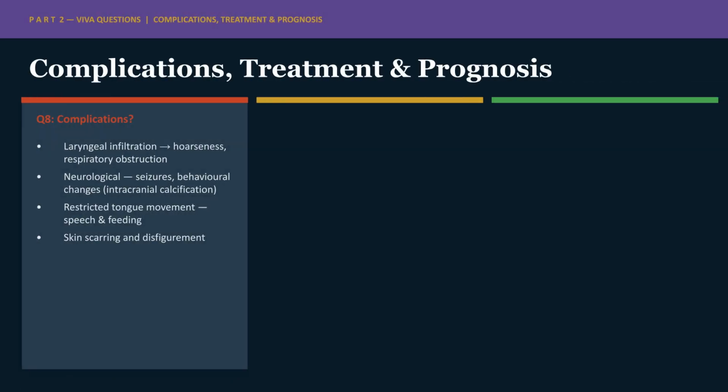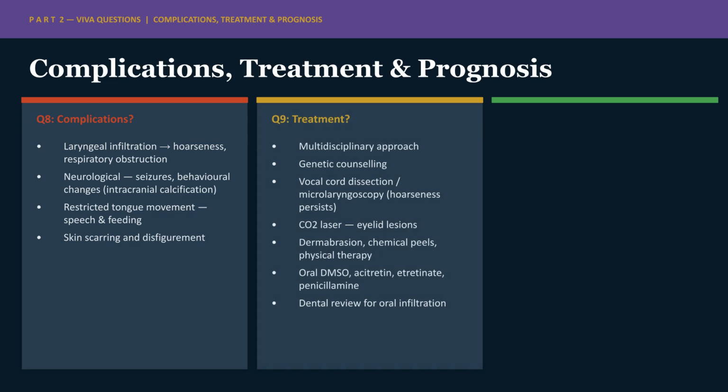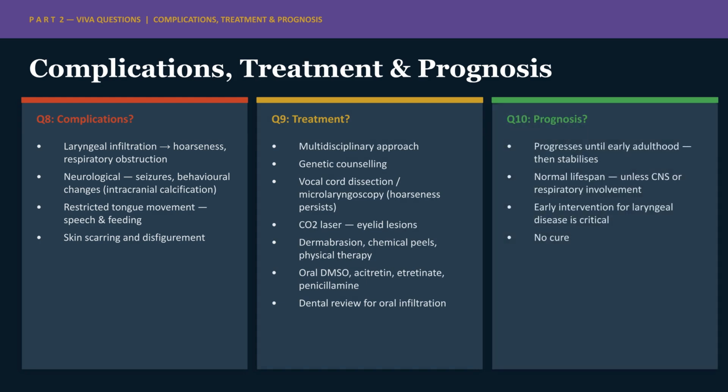The examiner asks, what are the complications of lipoid proteinosis? Hoarseness of voice due to laryngeal infiltration. This can cause respiratory obstruction. Neurological complications: seizures and behavioral changes from intracranial calcification. Restricted tongue movement affecting speech and feeding. Skin scarring and disfigurement. The examiner asks, what is the treatment?